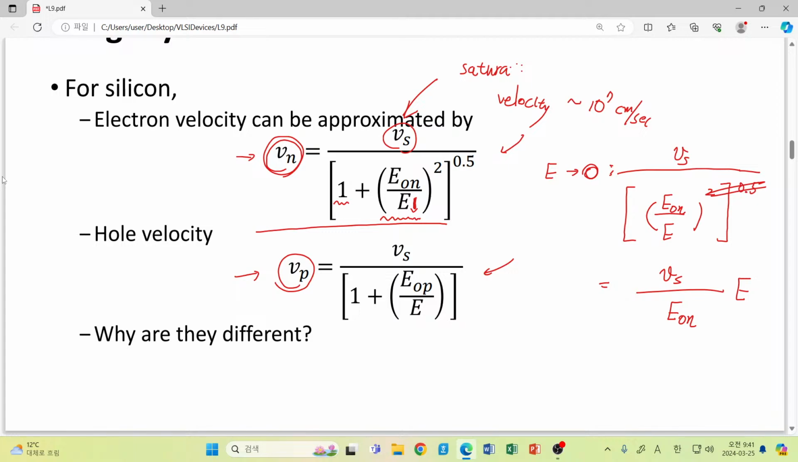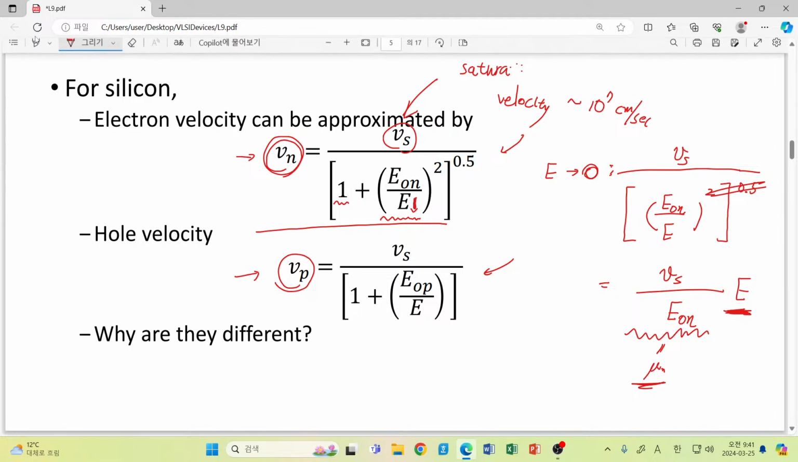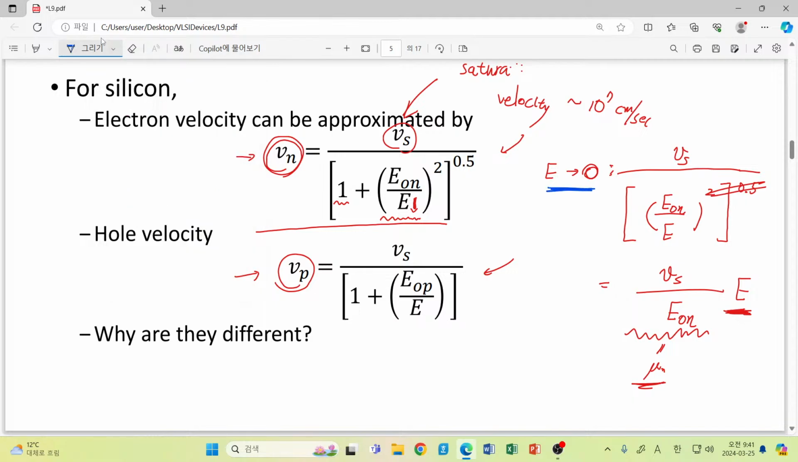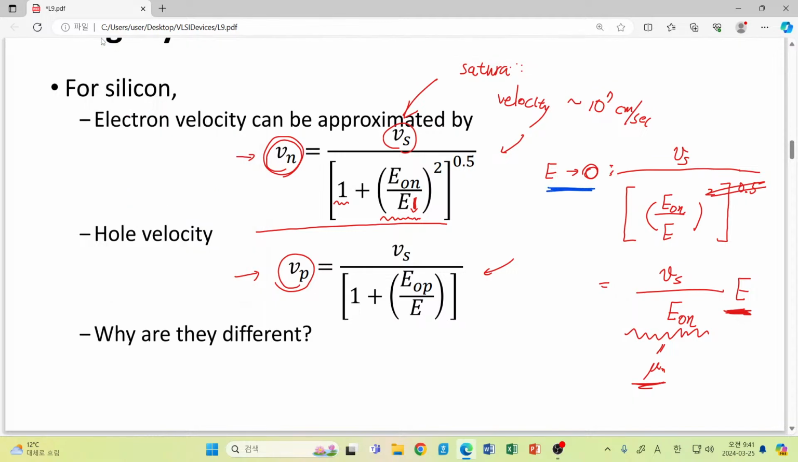This is nothing but when we go to low electric field, velocity is just proportional to the applied electric field, and here we have a certain term corresponding to the mobility of our electron. So that is shown here. That was a limiting case for our electric field, negligible electric field.